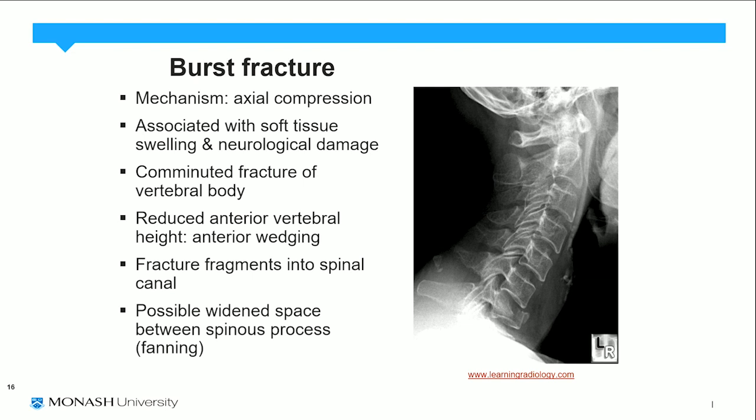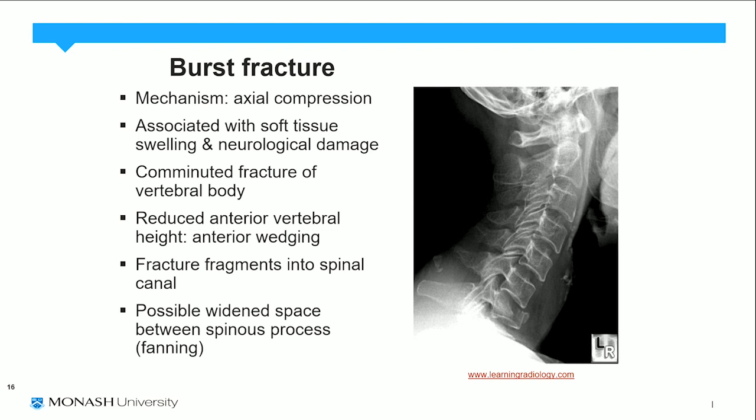Burst fractures occur due to axial compression. It's associated with soft tissue swelling and neurological damage. And if you look at the vertebral body, normally this is comminuted. There's reduced anterior vertebral body height, so you have anterior wedging. And if you look at the alignment, the posterior vertebral line will be pushed backwards, so it means there are fracture fragments in the spinal canal.